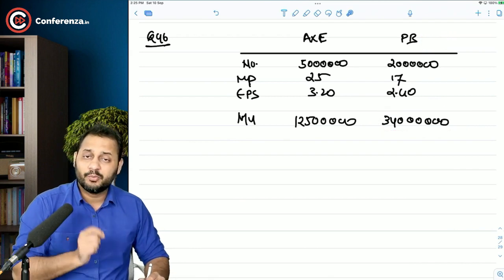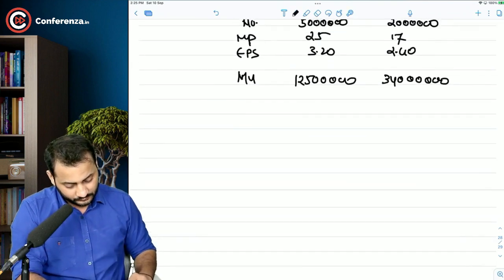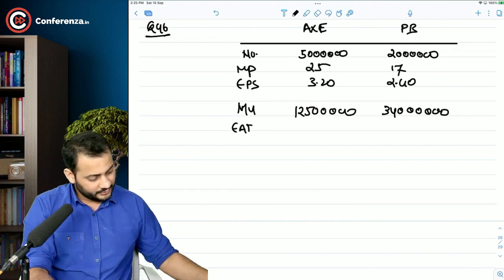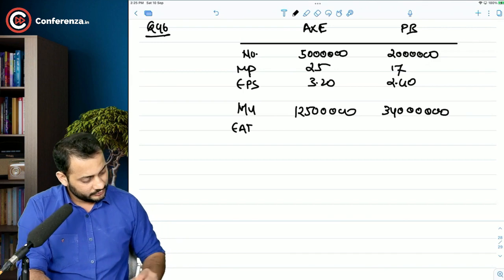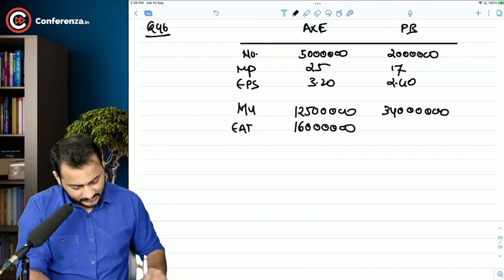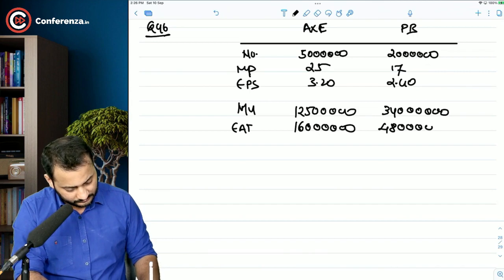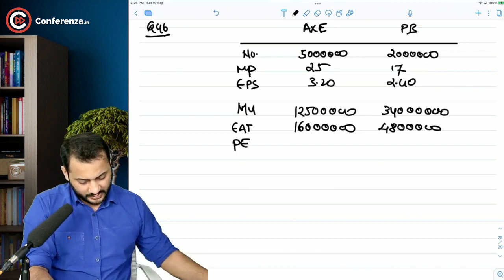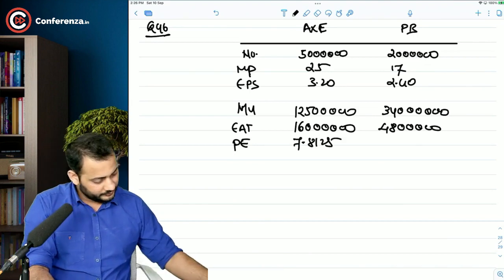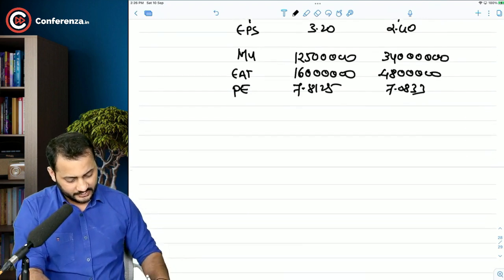Let's find out what is the post-merger market value share of PB Limited. Earning after tax. It will be EPS into number of shares, so 50 lakhs into 3.2, that's 160 lakhs. 160 lakhs and 20 lakhs into 2.4, that's 48 lakh. Then PE ratio, market price by EPS: 7.8125, 7.0833. Okay, this is the data, we are ready with it.